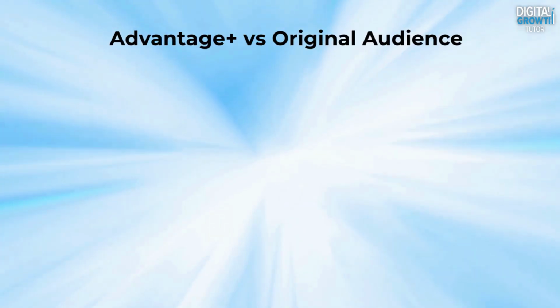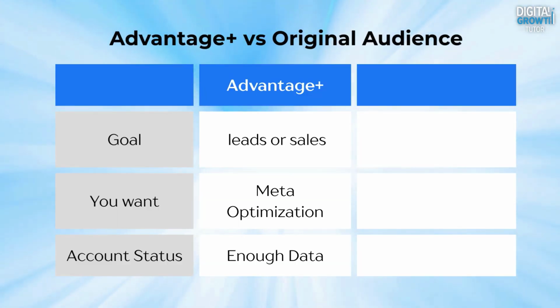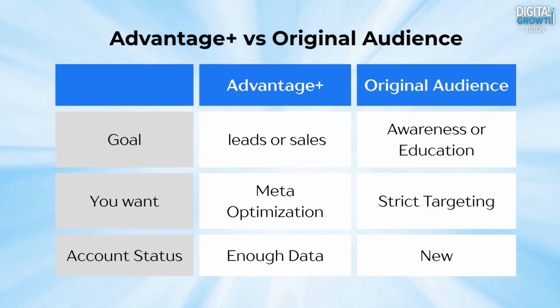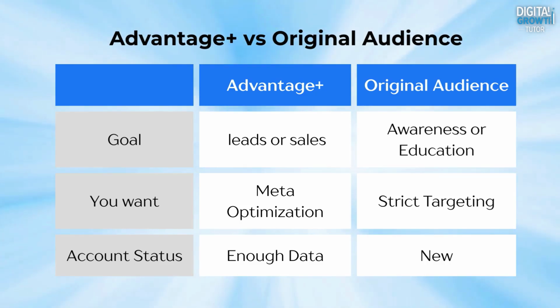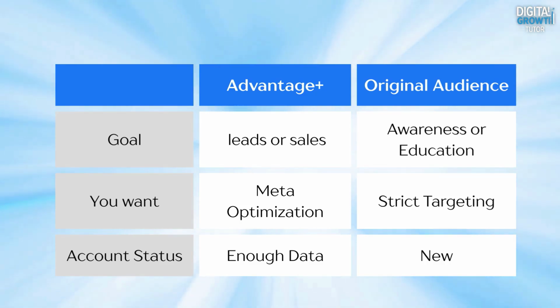Use Advantage Plus Audience when the goal is leads or sales, you want Meta to optimize performance, and you have enough data. Use Further Limit or Original Audience when the goal is awareness or education, you want strict targeting, or your account or campaign is new.